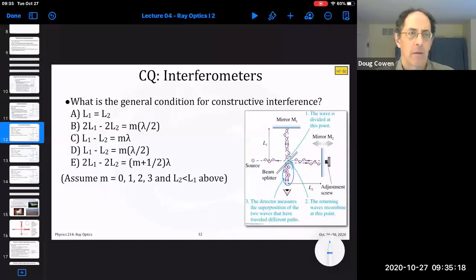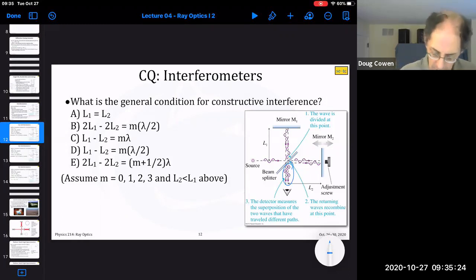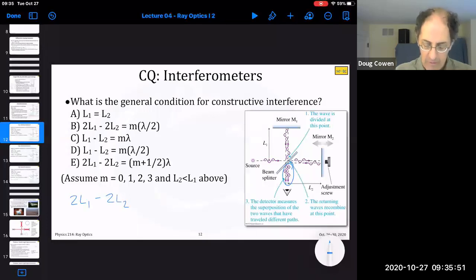So let me ask the following question. What is the path length difference between light traveling in the vertical direction in this figure relative to light that goes in the horizontal direction? The light in the vertical direction travels a distance 2L1, and the light in the horizontal direction travels a distance 2L2. So that's the path length difference of light that goes in the vertical direction versus light that goes in the horizontal direction.